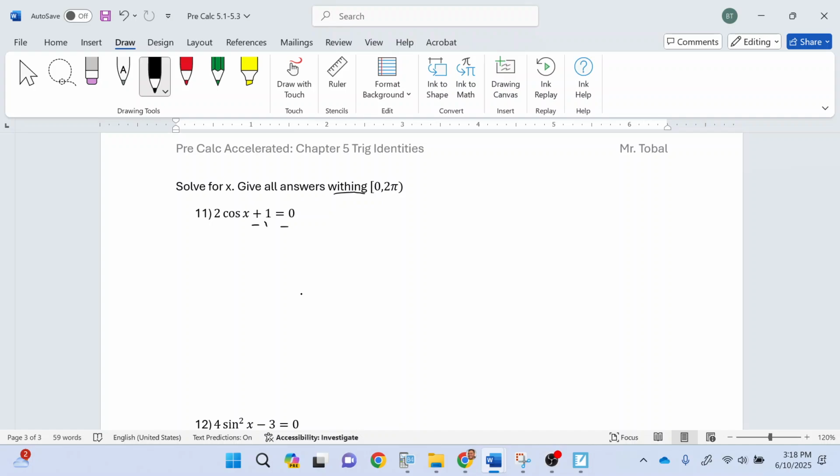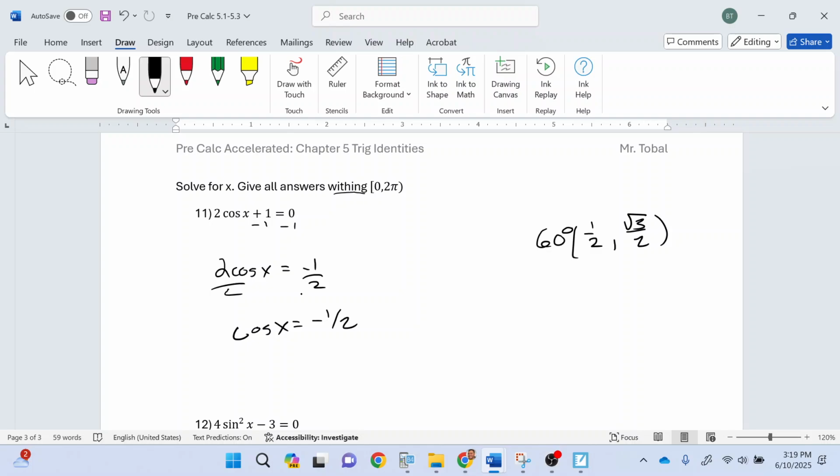So in this case, I'm going to do minus 1, minus 1. So 2 cos x equals negative 1, divided by 2, divided by 2. Cos x equals negative a half. So I need to figure out what causes cos to have a negative a half. So I need in the unit circle where it's 1 half, root 3 over 2. That is going to be at the 60 degrees.